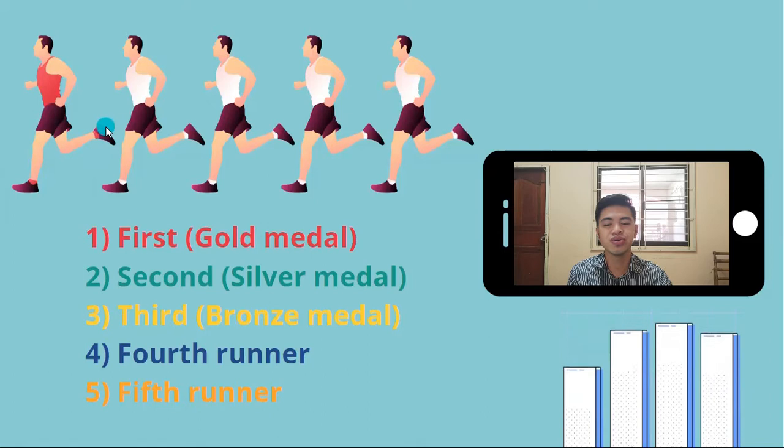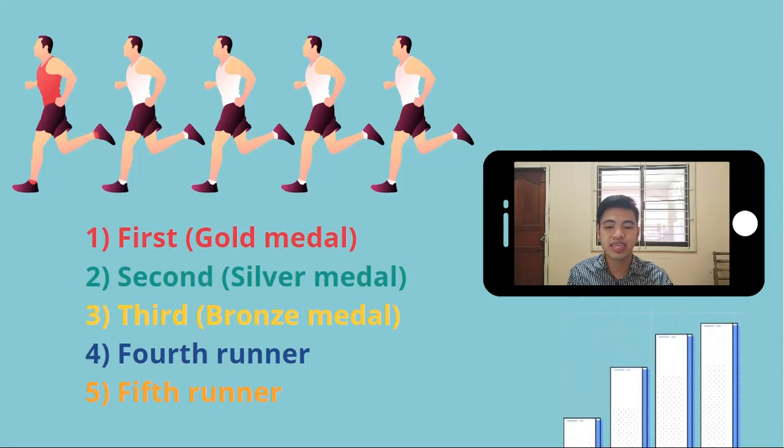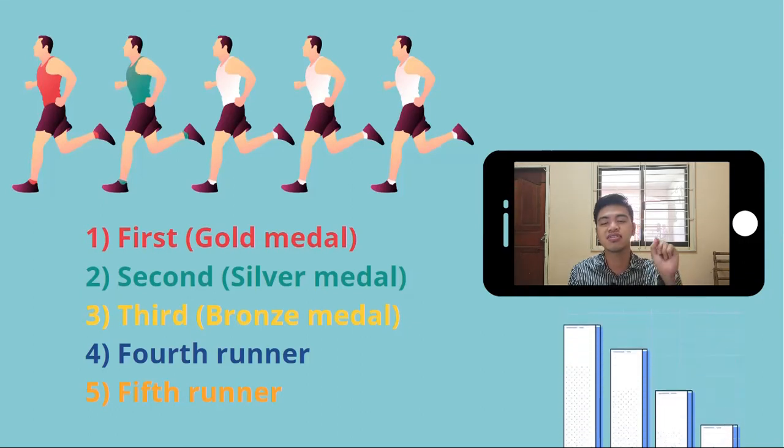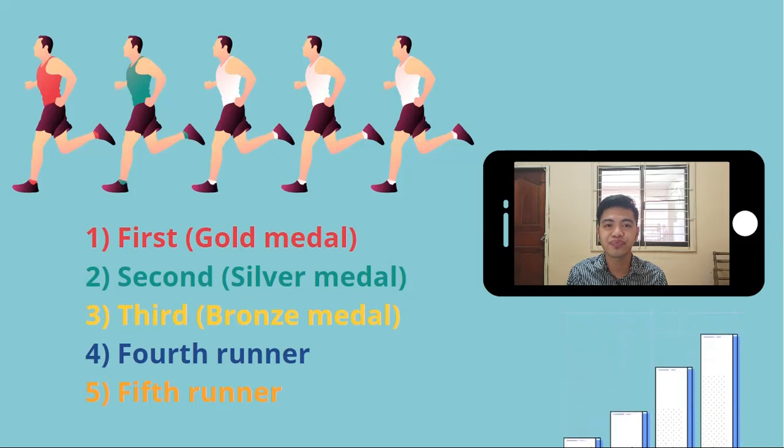So number 2, color the second with green. So the second placer will have the color green in his shirt. So you color it with green, okay? Remember, the first will be red, the second will be green, okay?